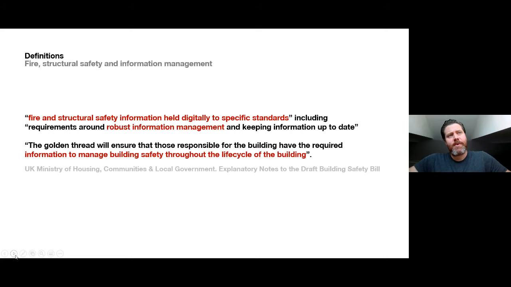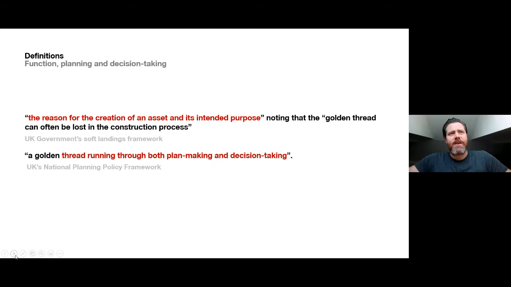Then finally, at the moment, we've got definitions that really revolve around function, planning and then decision taking. And all of these can be traced back to the Hackitt report, but they all exist independently in their own reviews. So we've got the UK government soft landings framework. It says the reason for the creation of an asset and its intended purpose should be that golden thread. And then we've got the UK's national planning policy framework that talks about a thread that runs through both plan making and then decision taking on projects. Moving on.